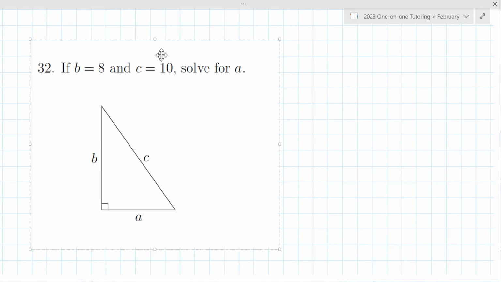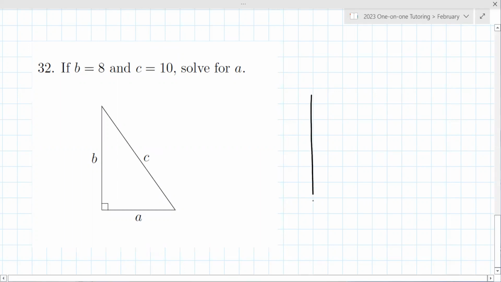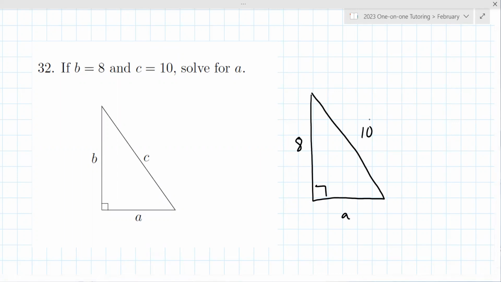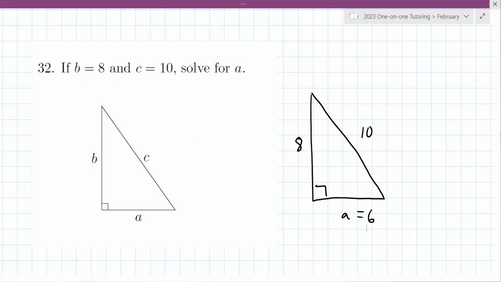All right. So your triangle should look like this. Six. The final answer is 6. That is correct. a is 6. Very good. So let me give you a slightly more difficult one to try.